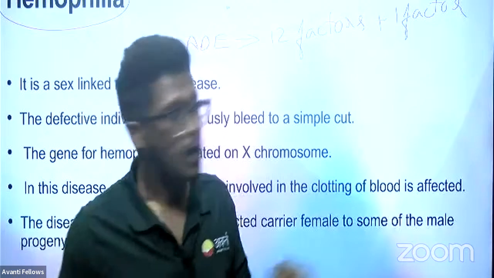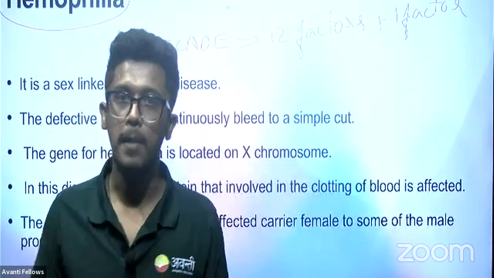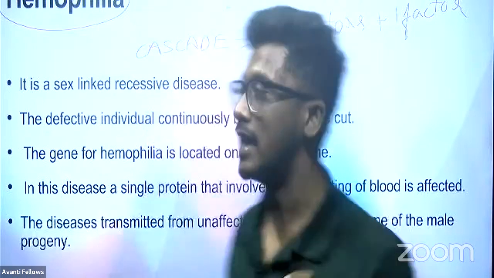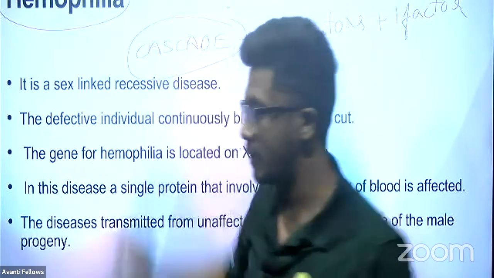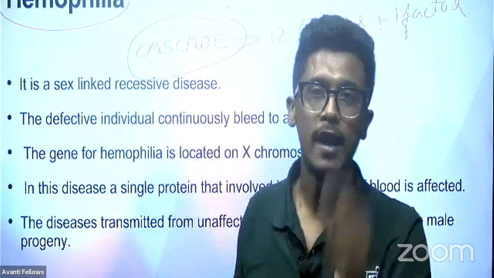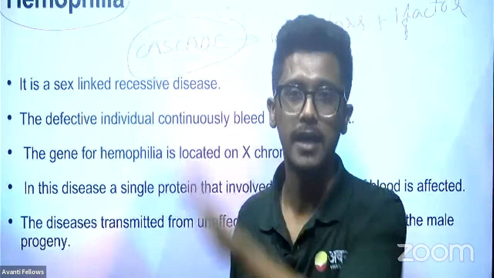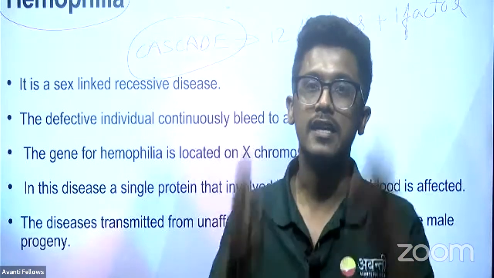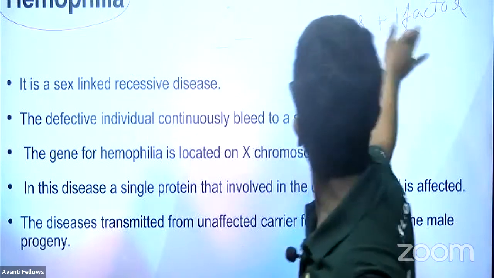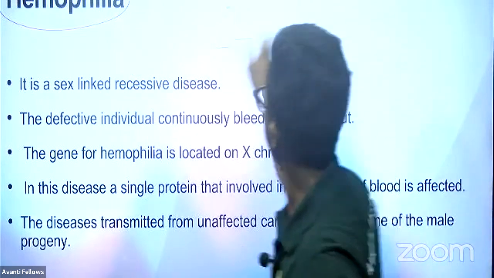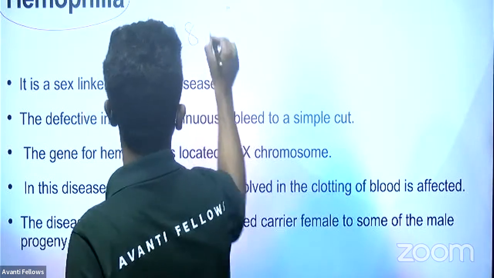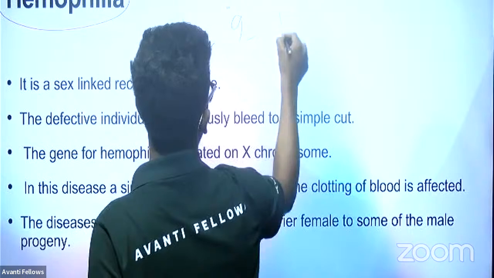So anyways, all the factors are important. But here, why am I talking about clotting factors? See, I told you that it is a cascade mechanism. In a cascade mechanism, all the factors are important. If even one factor is missing, then the coagulation mechanism completely stops or does not happen at all. So we have factor 1 to factor 12, right? In this, we have a few factors. What are those? Factor 8, factor 9, and factor 11.